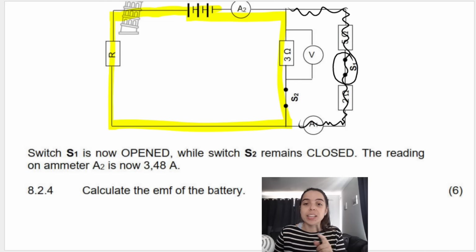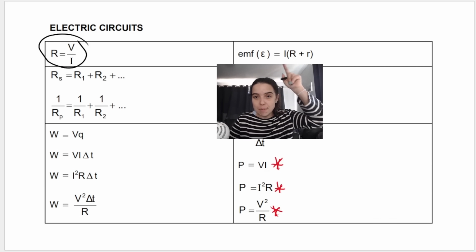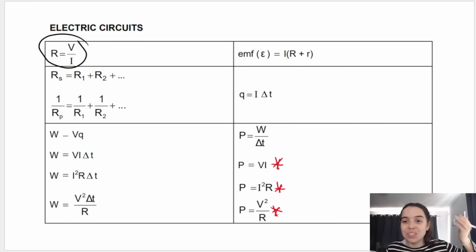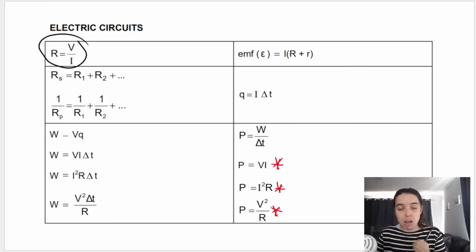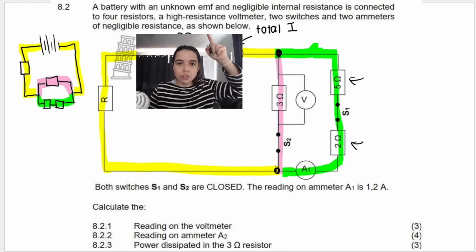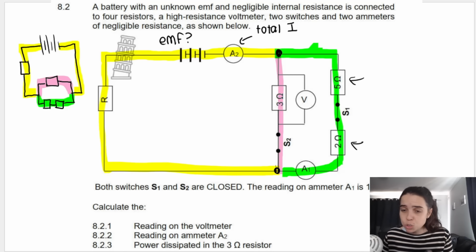Because they asked me to calculate the EMF of the battery, you may think that you need to use the following formula, which includes EMF over here. You can see over there, EMF equals I brackets big R plus small r. But remember, small r is internal resistance. And in this particular question, we know that the internal resistance of the circuit is negligible. Remember, they said that right at the beginning. Said over here, the internal resistance is negligible, which means that there's no internal resistance. It means that we don't count internal resistance. It means that we don't need to use that formula.